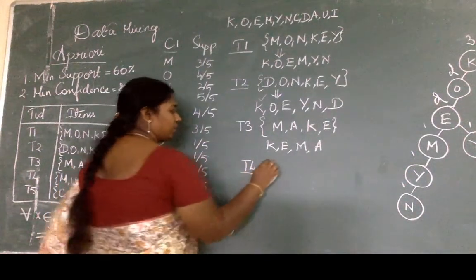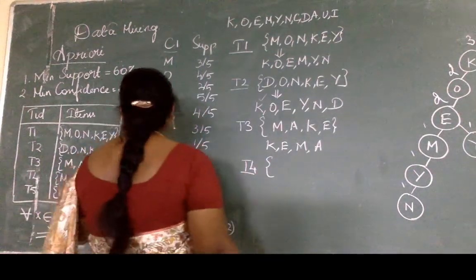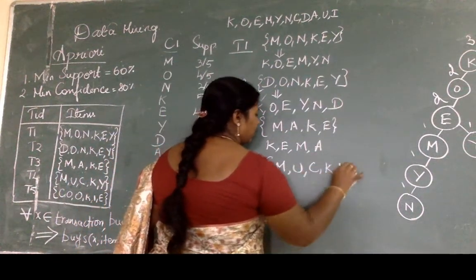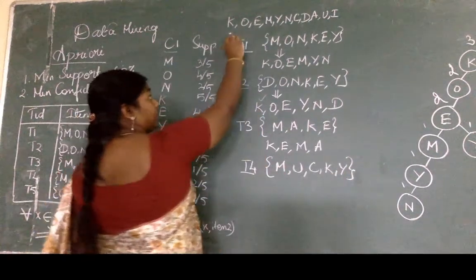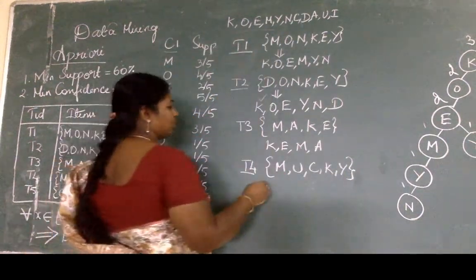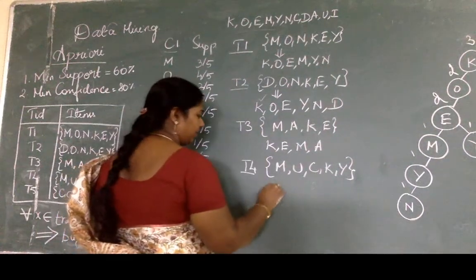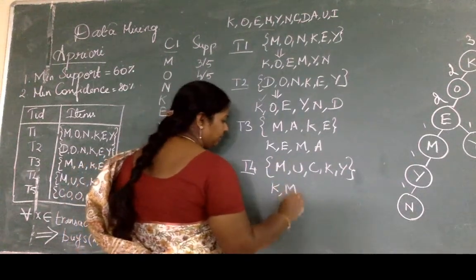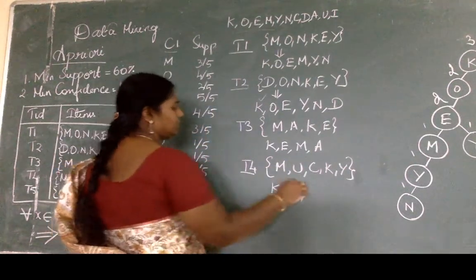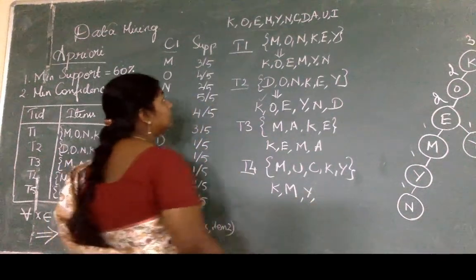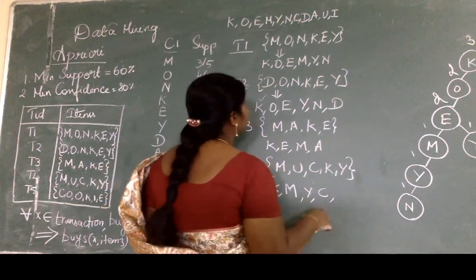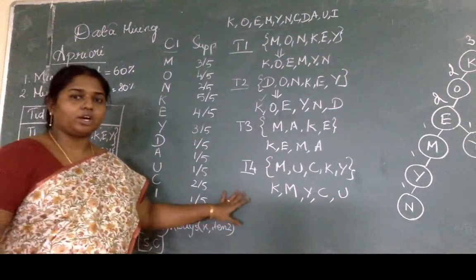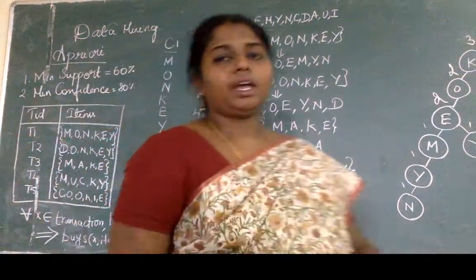T4. The transaction list of items is M-U-C-K-Y. I have to order them according to the support value order. So it becomes K, O is not there, E is not there, M, then Y, then I have C, at last I have U. Okay, so this is the order in which I have to insert inside my FP tree.